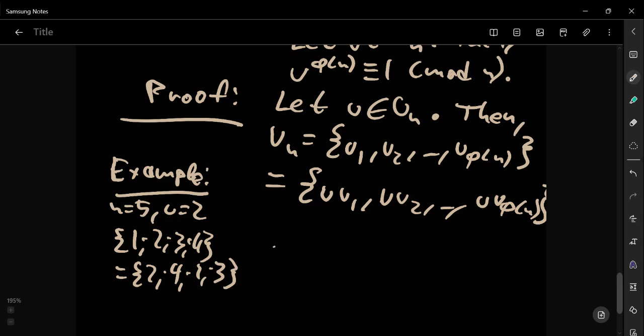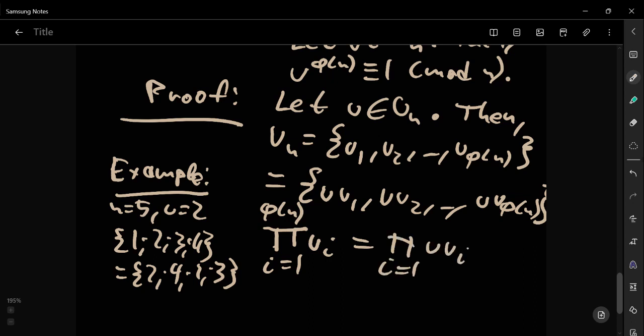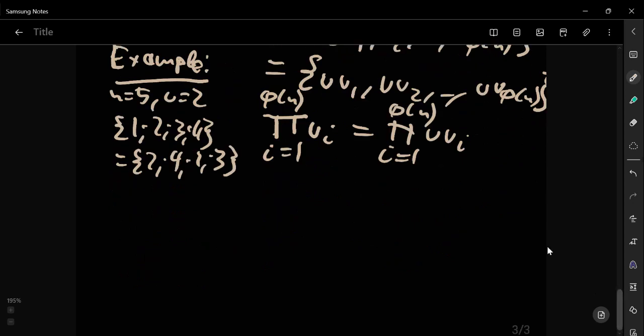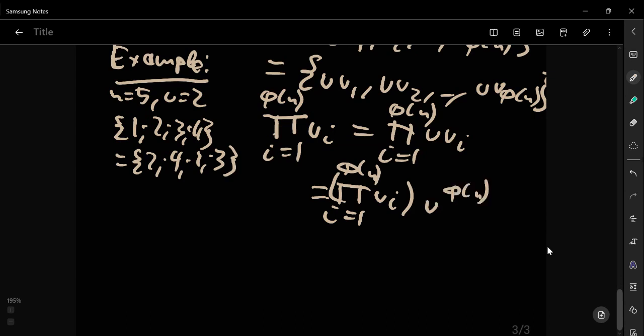But especially, that means that the product of these terms, where i ranges from 1 up to phi of n, is just the same as the product of these u times u_i, where i ranges from 1 to phi of n. So the right-hand side is just equal to the product of u_i, where i ranges from 1 up to phi of n, times u to the power of phi of n, because, well, we multiply u with phi of n.